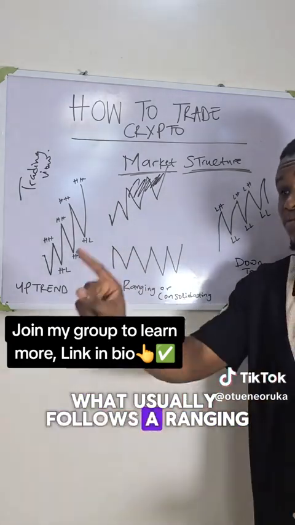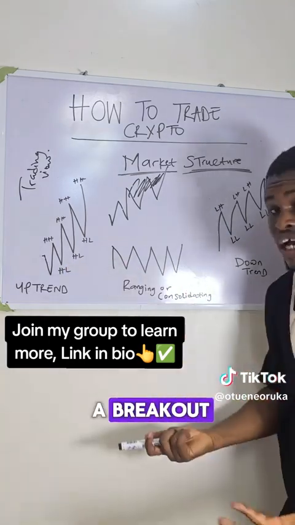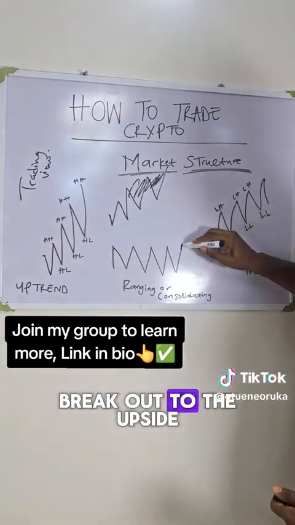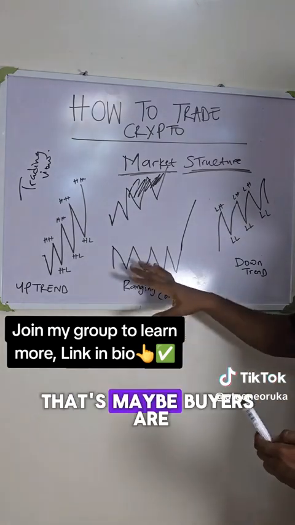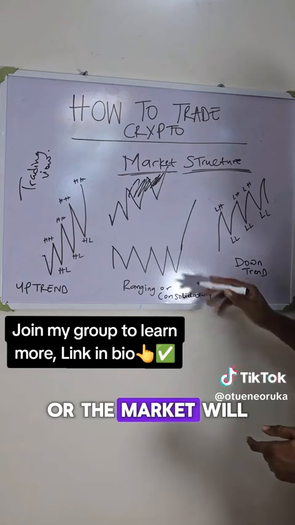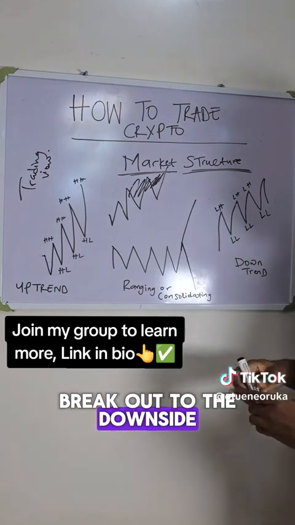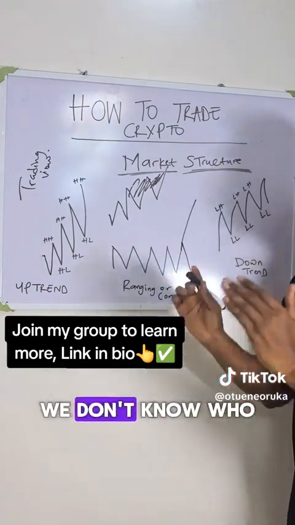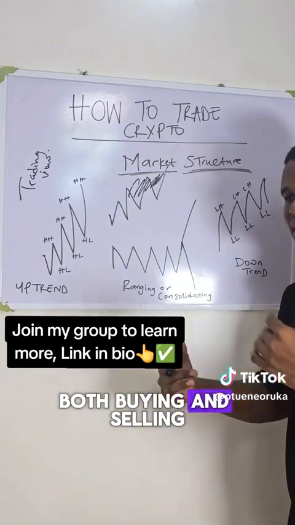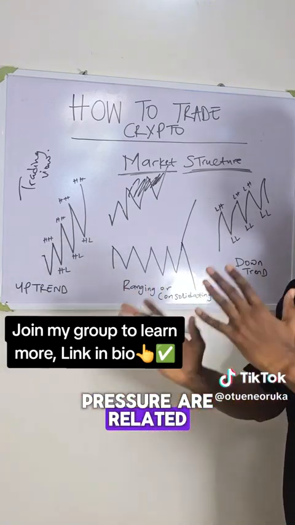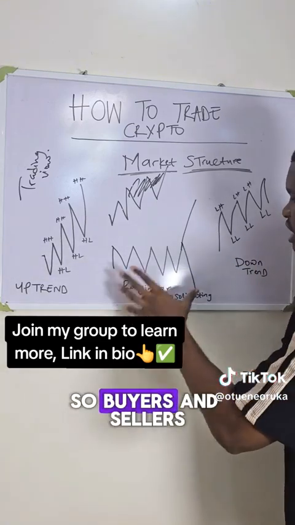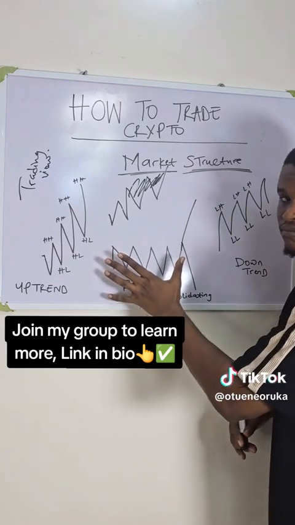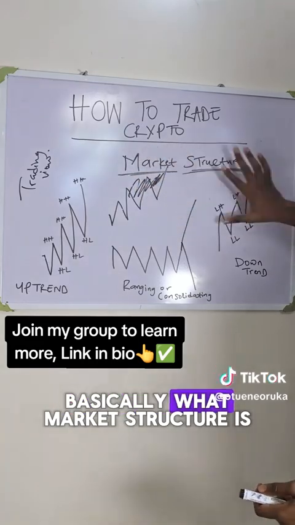What usually follows a ranging or consolidating market is a breakout. Either the market will break out to the upside, maybe buyers have finally won, or the market will break out to the downside, maybe sellers finally won. But in a ranging or consolidating market, we don't know who is winning. Both buying and selling pressure are relatively the same. So buyers and sellers are fighting. So this is just basically what market structure is.